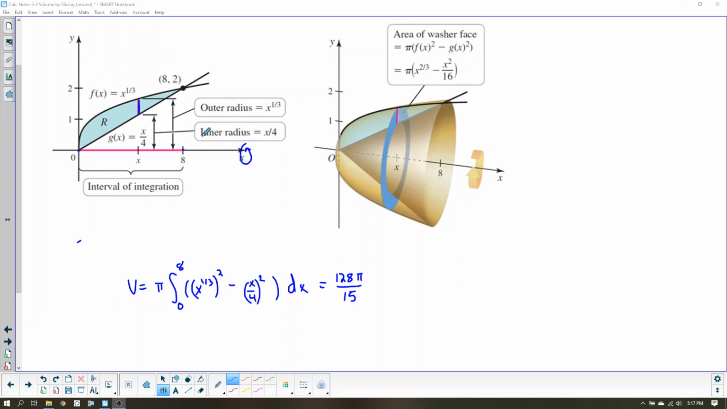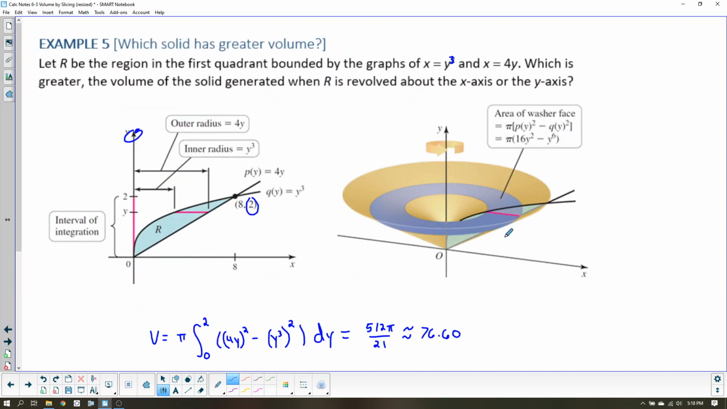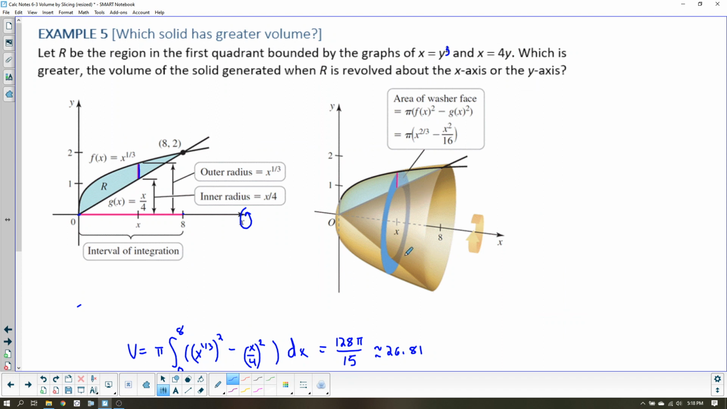Which is equal to about 26.81. So we can see a lot smaller. There's a lot less volume for this shape than there was for this one here. Same exact region, but rotated in a different direction. Rotating it about the y-axis gave us a lot more volume than rotating the same region about the x-axis.